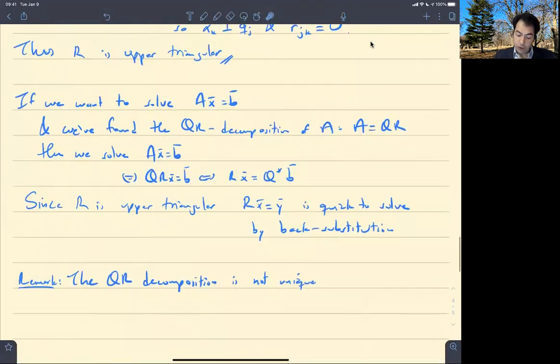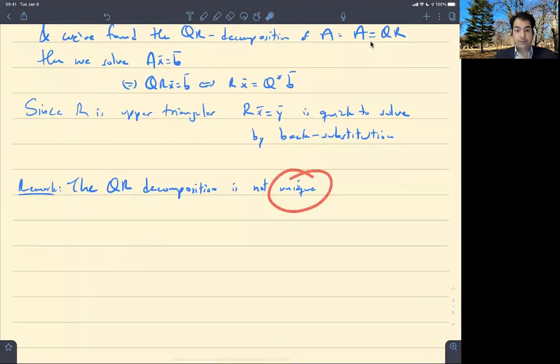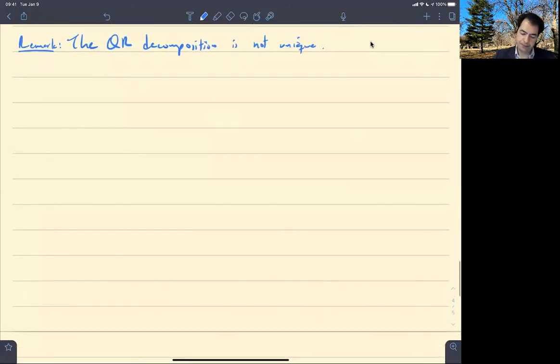So one way to make it unique, we could demand that all of the elements on the diagonal of R be positive. If we do that, then it is unique. But if you don't impose any requirement like that, then it's not unique. Okay, let's work out an example.